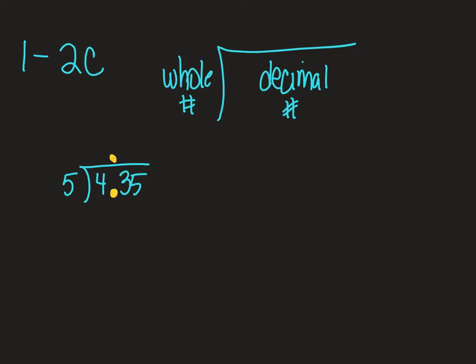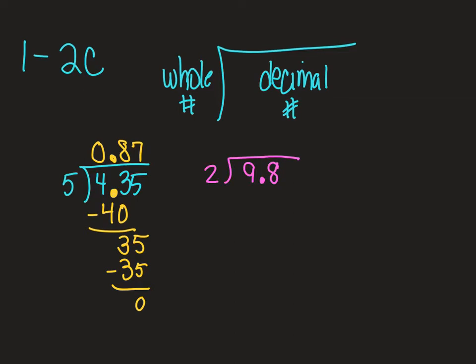So 5 can't go into 4, but 5 can go into 43 8 times. 8 times 5 is 40. Subtract, bring down the 5. 5 goes into 35 7 times. It was even Steven. Everything was great. If it had not been even Steven, we could have come up here and added some zeros. Add a 0, bring it down, and we could have kept on dividing. But this one happened to end up nice and pretty.